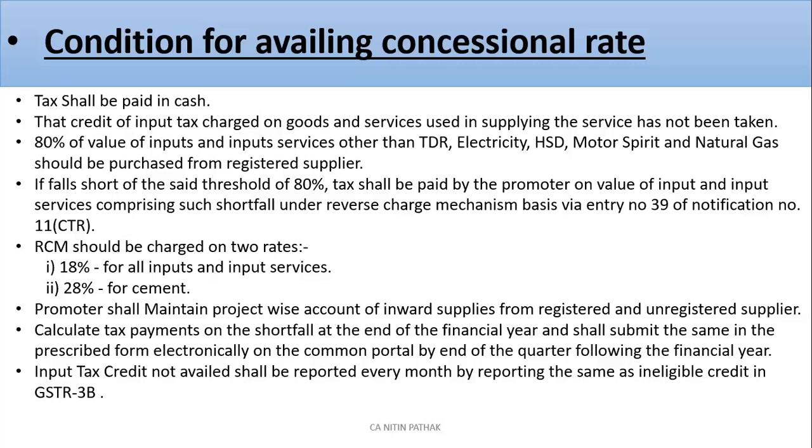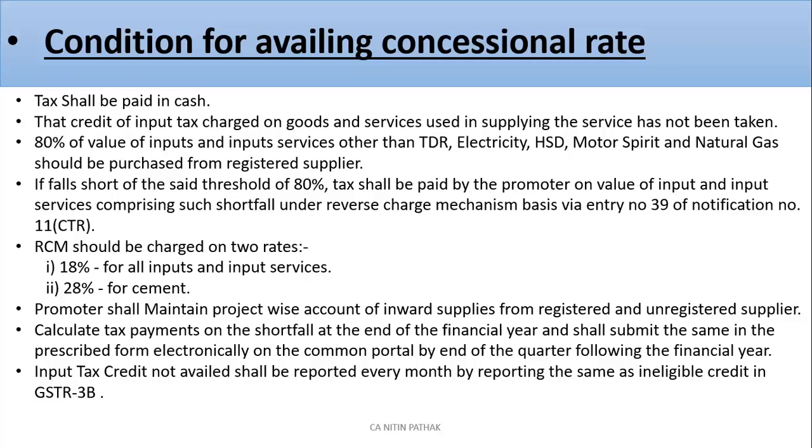So 80% of the value of inputs, other than, if it is 100, TDR, electricity, HSD, motor vehicle, natural gas should be deducted. If it falls short of the threshold limit, then the promoter will pay tax on the shortfall in the value of inputs under reverse charge mechanism via entry number 30 in the notification.